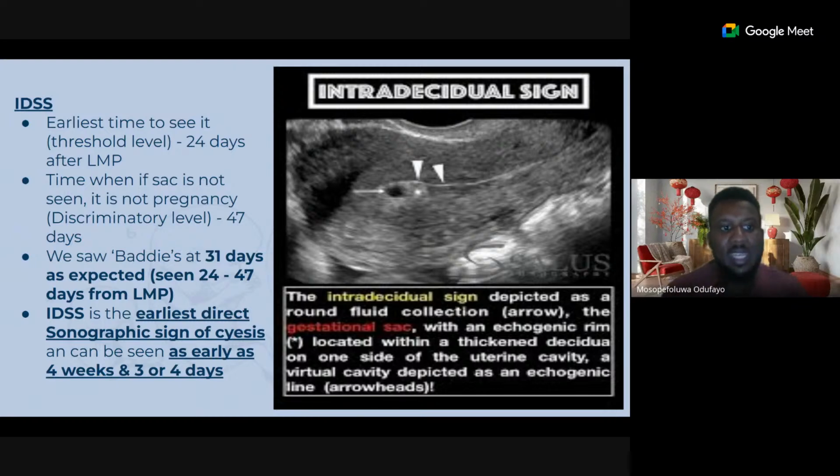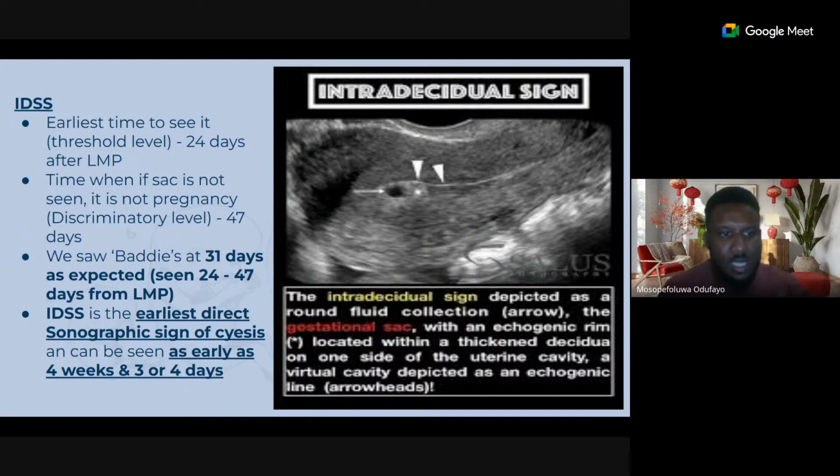Then she comes back again on the 47th day post LMP, yet you still don't see an IDSS. Then you can conclusively say that this person is most likely not pregnant. If you don't see the earliest sign of gestation up to 47 days after the last menstrual period, then it is most likely this person is not pregnant.